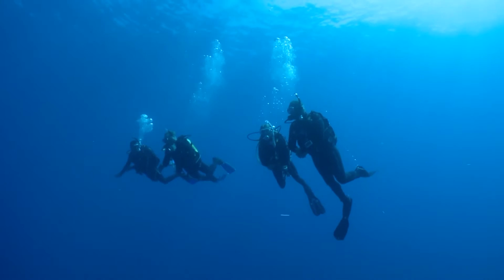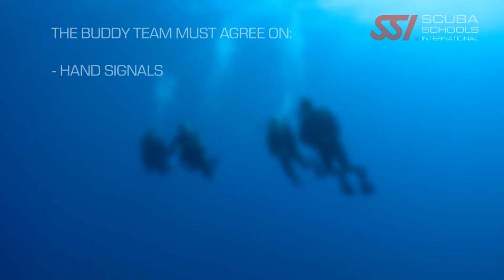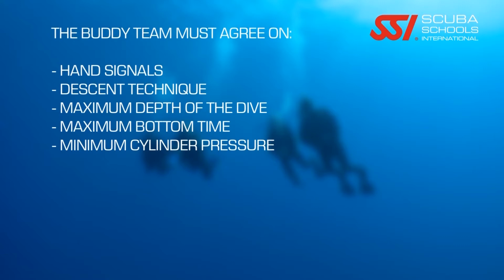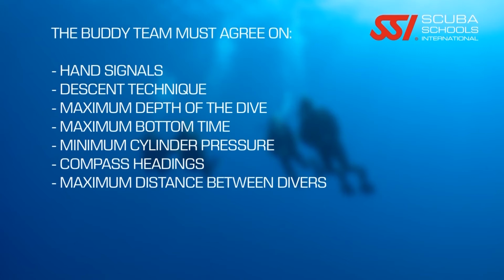The buddy team must agree on hand signals, descent technique, maximum depth of the dive, maximum bottom time, minimum cylinder pressure. You should always be back on the surface with at least 30 bar in your cylinder. Compass headings, maximum distance between divers throughout the dive, ascent technique.